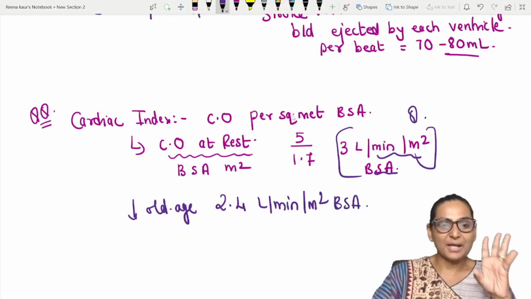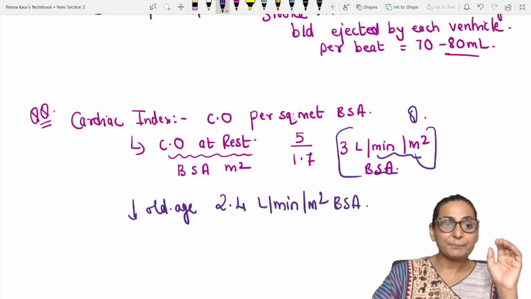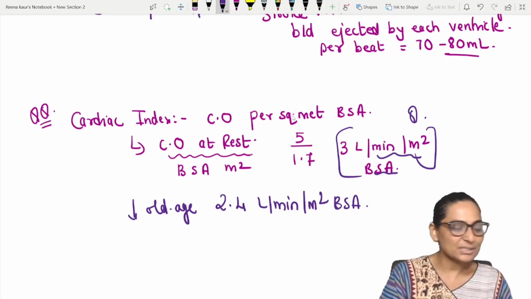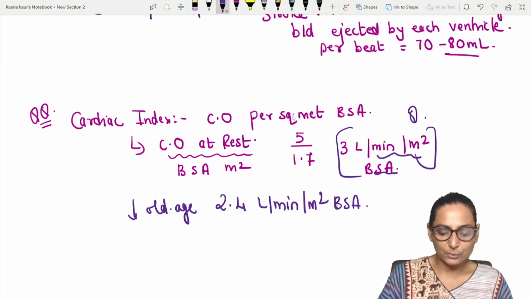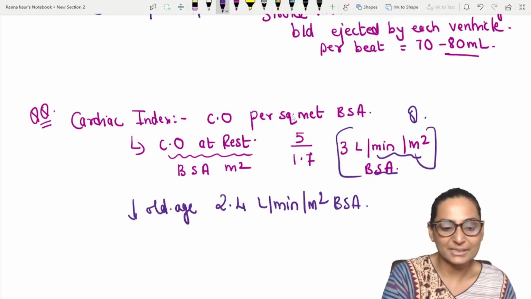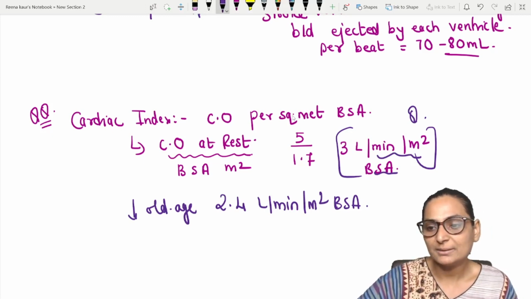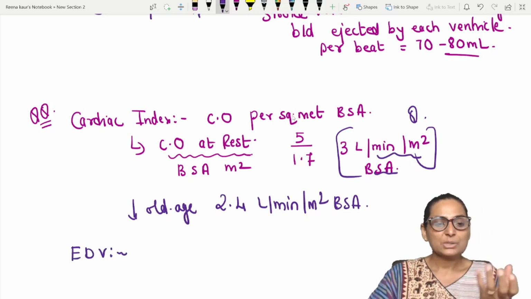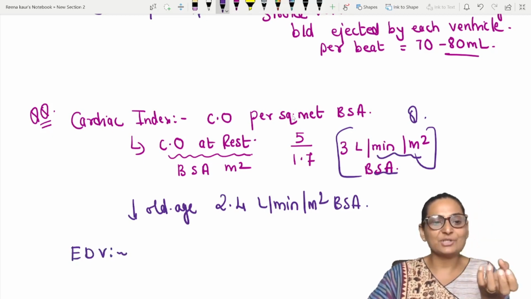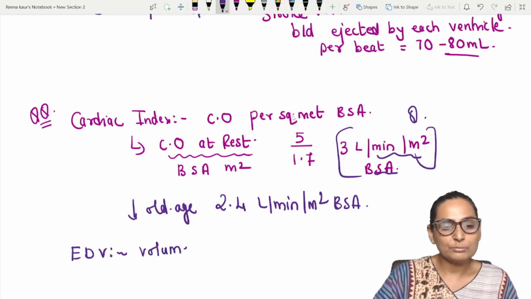Okay, so we are done with stroke volume, cardiac output, cardiac index. Now the very important definition is end diastolic volume. If you remember, I had already uttered this word yesterday, but again let us consider what is end diastolic volume. As the name suggests, it is the end of diastole. So it is the volume of blood.